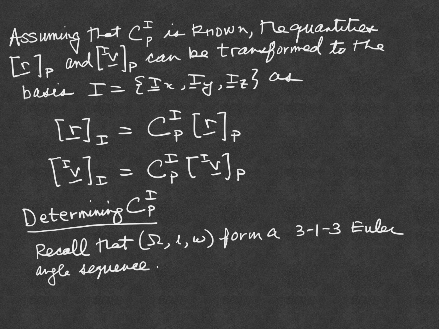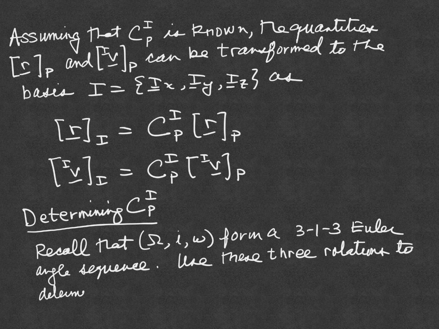And each of these rotations is a successive rotation about a successive axis, which is why it's called a successive rotation. And we're going to use these three rotations to determine C P to I. And we're going to do that now.